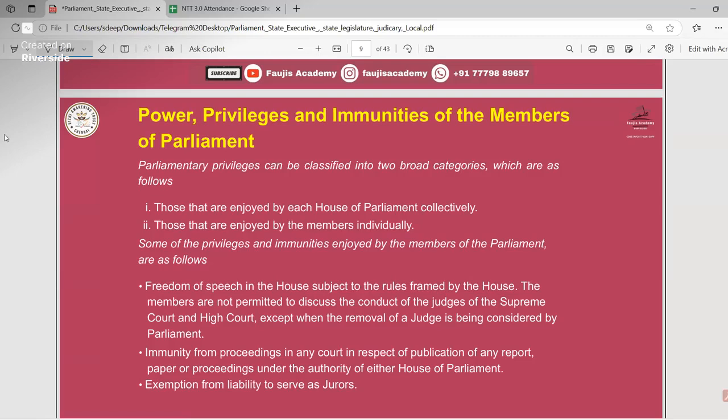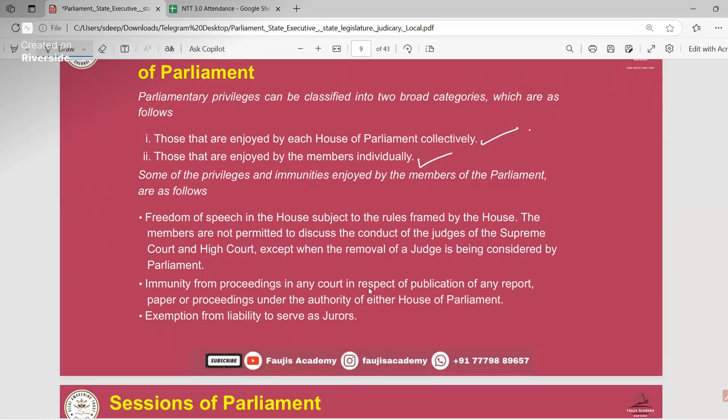So lastly, we left at the part where we were discussing the powers, privileges, and immunities of the members of the parliament. I think I have mentioned that the members of parliament enjoy individual privileges and powers as well as a group as a whole, or as a house as a whole, right? That is, as collective privileges and immunity, they enjoy some powers, and they also enjoy some privileges and powers as individuals. So I think I would have explained this slide, but I'm doing it again.